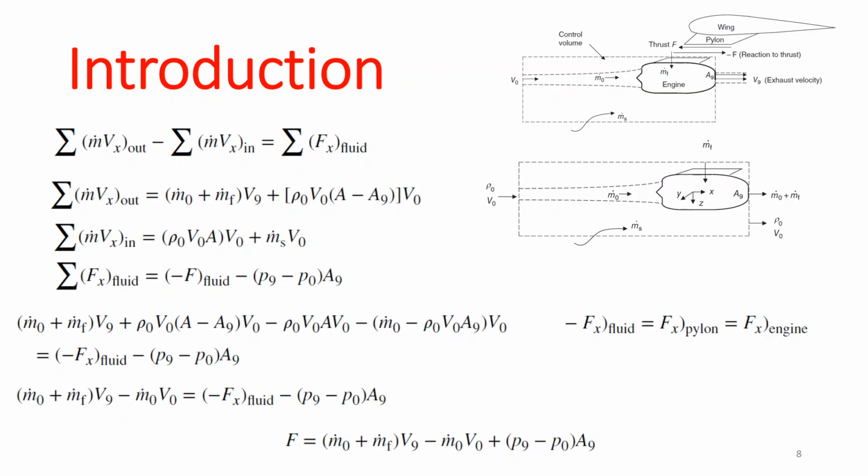thrust calculation, thrust analysis. And thrust is equal to m dot naught, which is the mass flow rate coming into the engine, the inlet mass flow rate, plus m dot f, the fluid mass flow rate, multiplied by V9, which is the exit velocity, minus m dot naught, again the inlet mass flow rate, multiplied by V naught, the inlet velocity, plus delta P, P9 minus P naught, the exit pressure minus the ambient pressure, multiplied by the exit area.